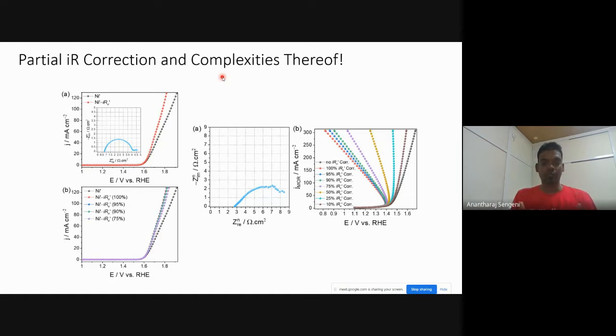That is why I always encourage people to perform 100% IR drop compensation. But again, I have already told you that there are cases when we cannot do such 100% IR drop compensation always, such as this one. So what we should do in these cases is that you can limit the potential window until you obtain an acceptable shape of an LSV for 100% IR compensation.